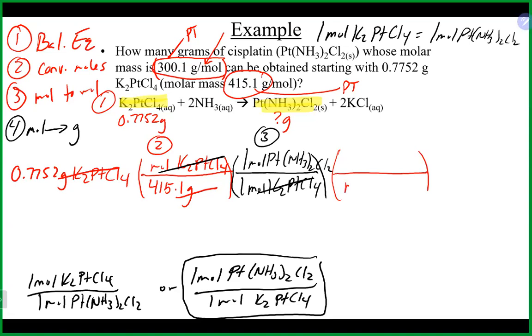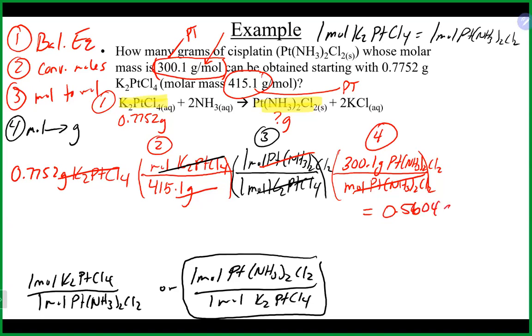In this case, we want the moles to cancel. So we're going to do moles of our product here over our grams that was given to us, 300.1 grams Pt. The moles will cancel, and that is our 4th step, converting those guys to the units we're looking for. Once again, we're going to multiply across the top there and divide by the bottom. So we're going to take 0.7752 times 300.1, divided by 415.1, going to get us 0.5604 grams of our Pt(NH3)2Cl2.